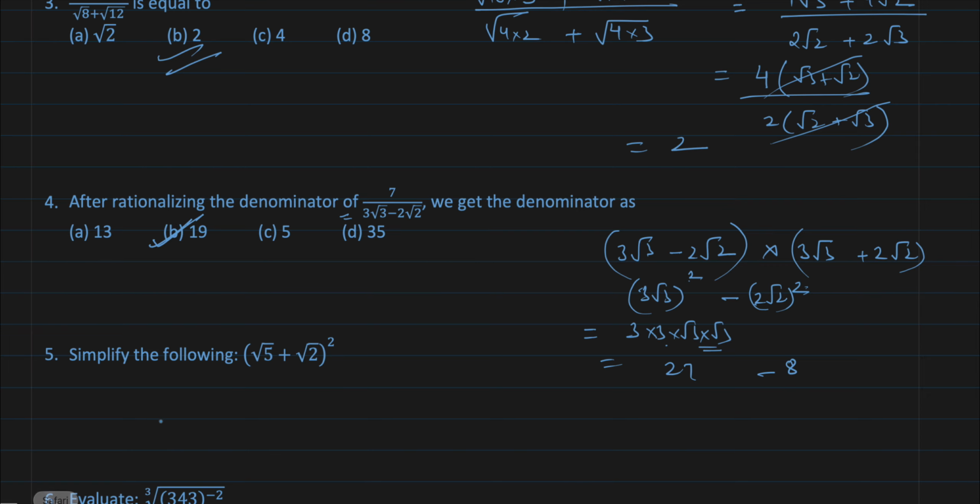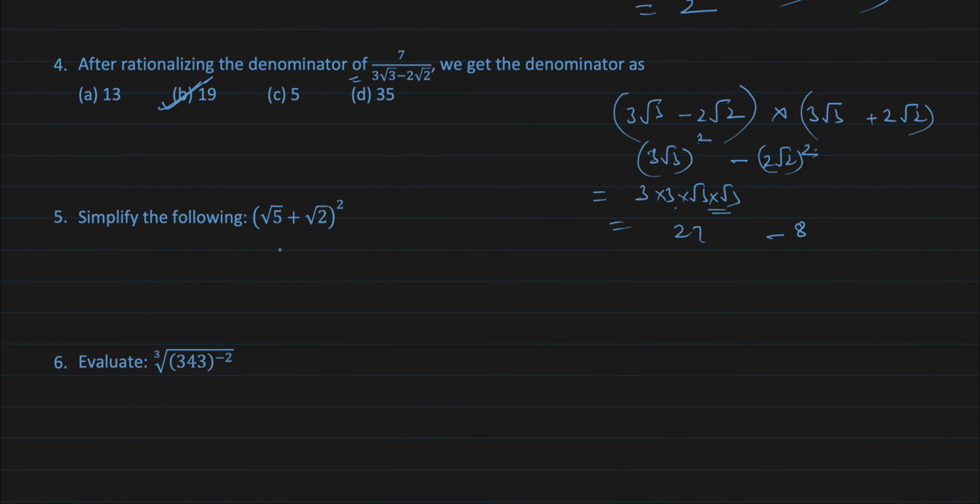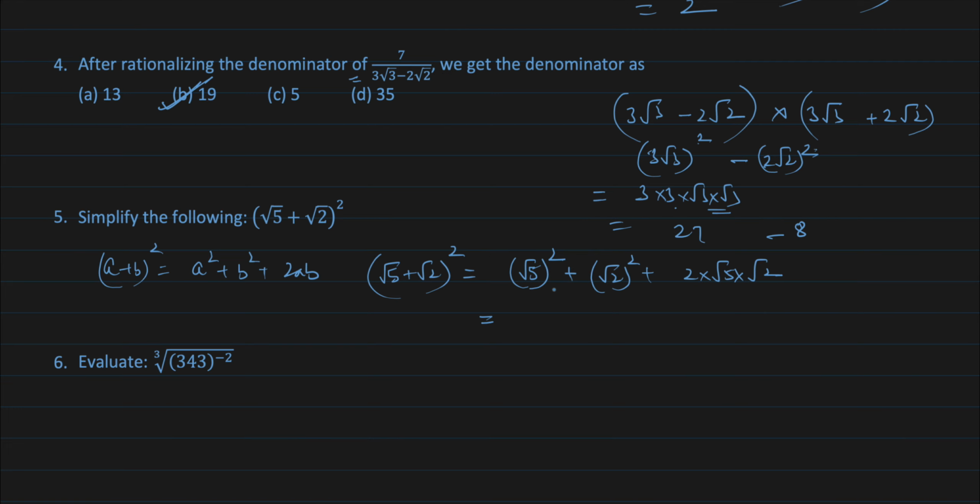Now question number 5 says simplify the following: root 5 plus root 2 whole square. You know the identity a plus b whole square, that's a square plus b square plus 2ab. So we are going to use it here. So root 5 plus root 2 whole square can be written as root 5 square plus root 2 square plus 2 into root 5 into root 2. Root 5 into root 5, root cancels away, it's 5. Root 2 into root 2 is 2. And this is 2 root 10. You can't combine the roots here because the numbers are not the same. So it is 7 plus 2 root 10, the answer. I hope it's clear till here, students.